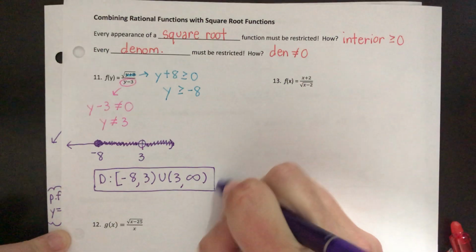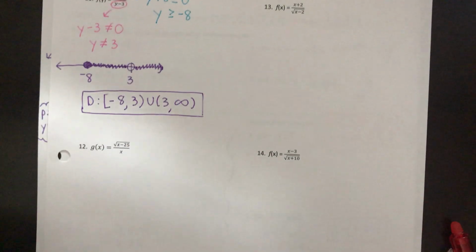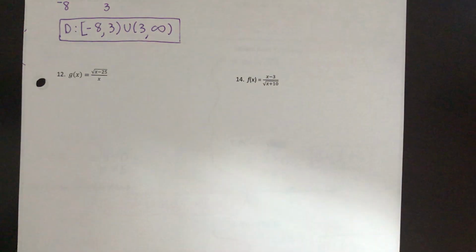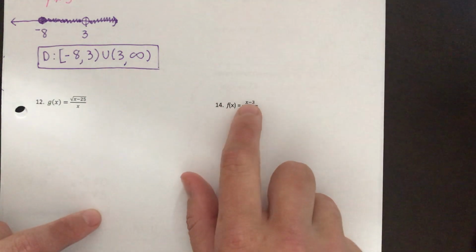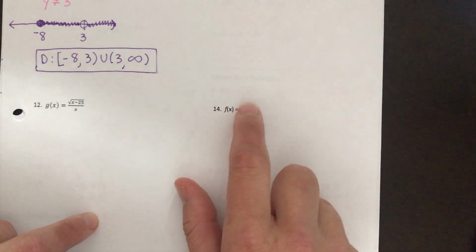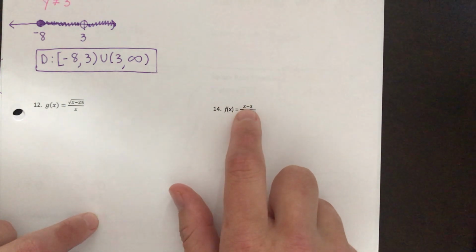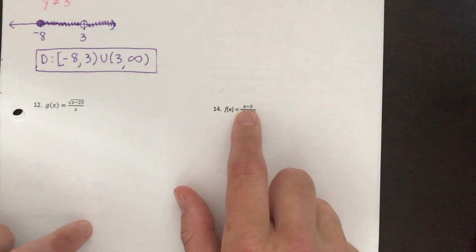Last one here, if I feel like we're good with it. We're actually going to do 14. So this one can be tricky. Let's look at this one. Let's look at the numerator first. Is there any reason why I would have to restrict this in the numerator? And the answer is no.